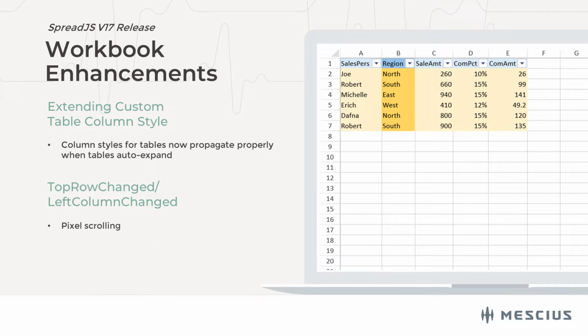Custom table column styles are now propagated properly when tables auto-expand. The top row changed and left column changed events now support pixel scrolling. Before this change, the entire row or column would have to be scrolled before the event would fire, but now it will fire and provide the scrolling status for any change in the scrolling when that option is enabled.